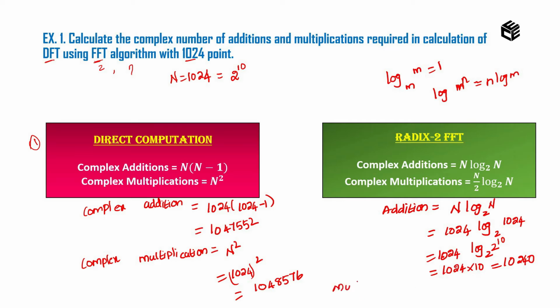Now I am going to find the multiplication value. I know the formula for multiplication as n by 2 log n to the base 2. N by 2 is 1024 divided by 2, and log of the n value is log of 2 to the power 10 to the base 2. So I will get the answer as 512 into 10, that is equal to 5120.